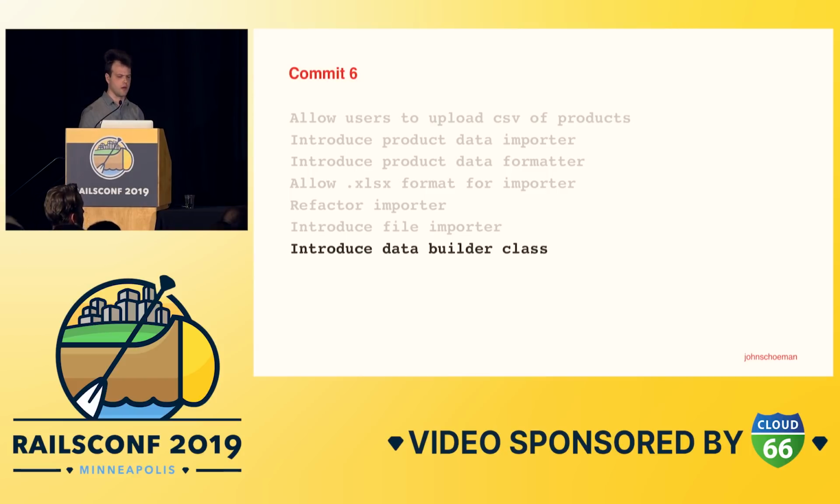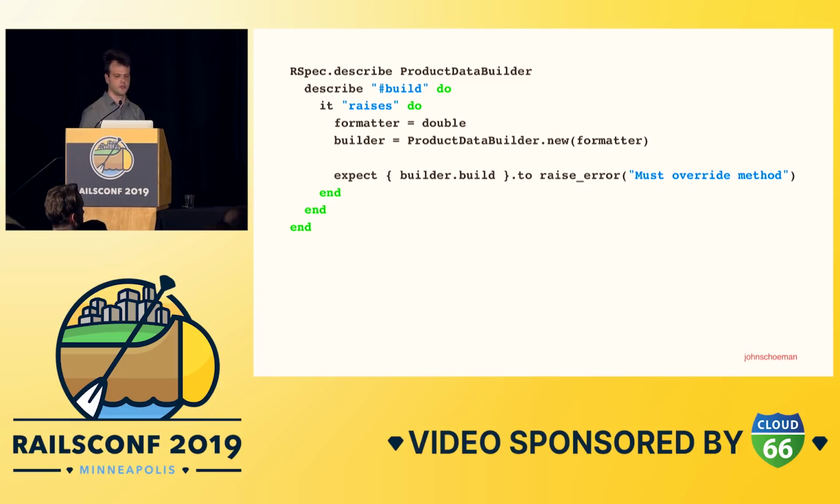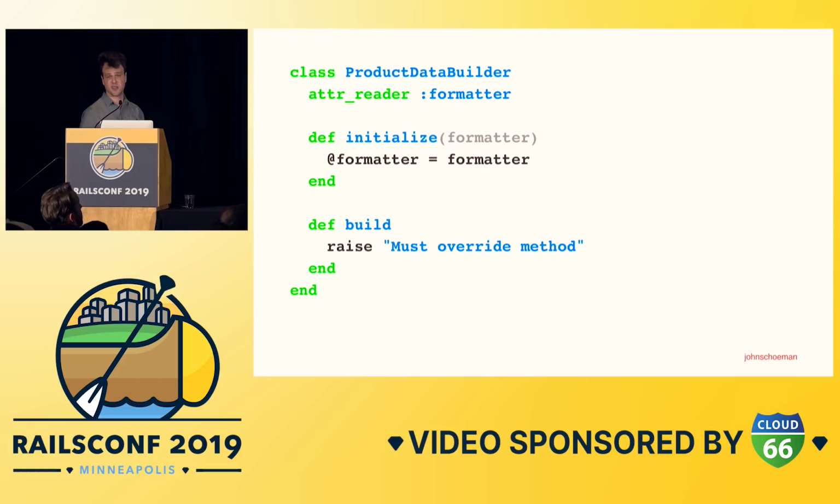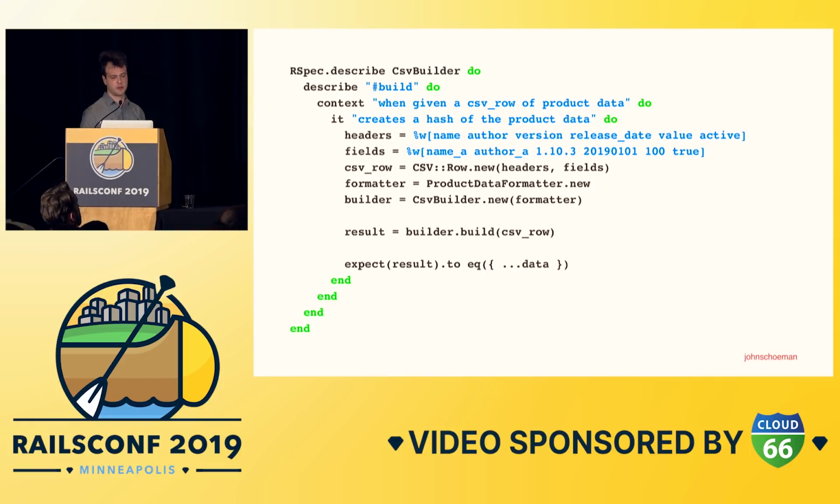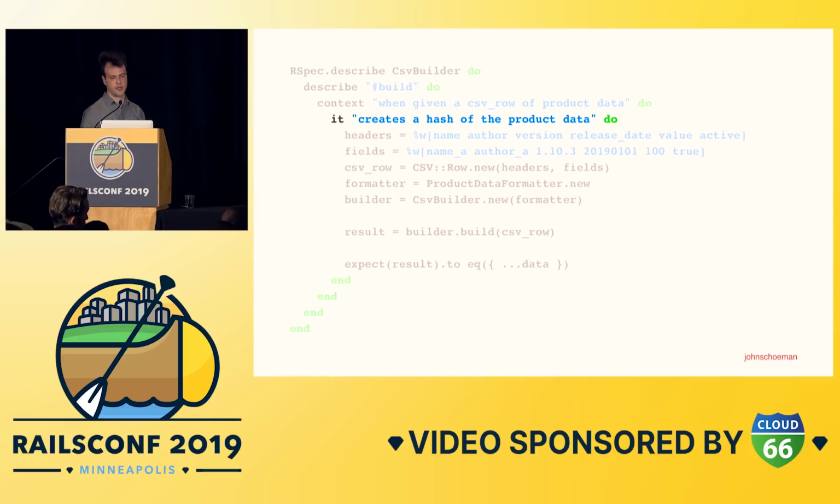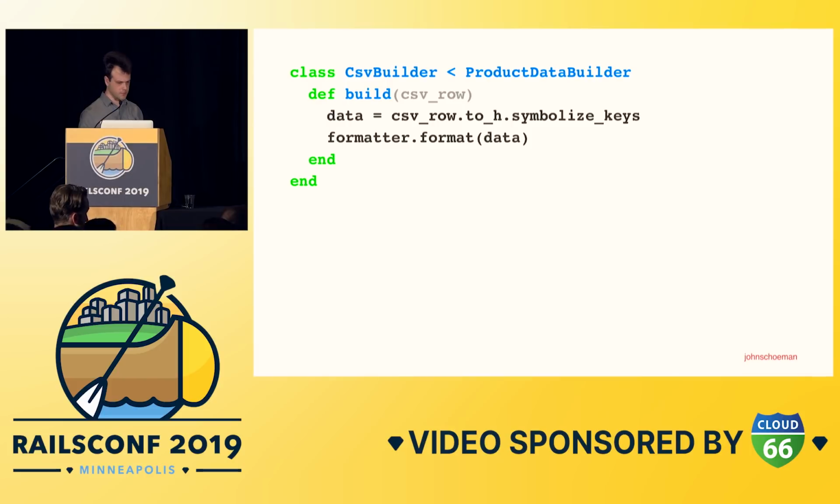Cool. We'll do something similar with the building up of the data. There's a similar amount of separation of concerns that we can introduce here. We'll start with the product data builder, which the CSV and the Excel will import from. Initialize the formatter, build. We'll have our spec here. We'll be creating a hash of the product data. We'll instantiate the builder, passing it in the formatter. We'll build up the CSV row using the builder. The implementation's nice and simple, easy to understand, easy to test, which is because this is test-driven.